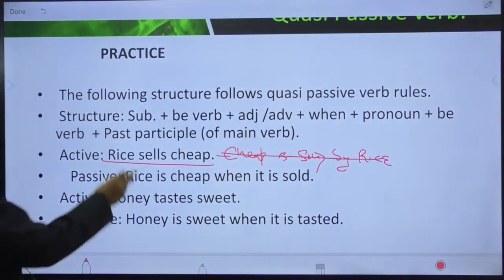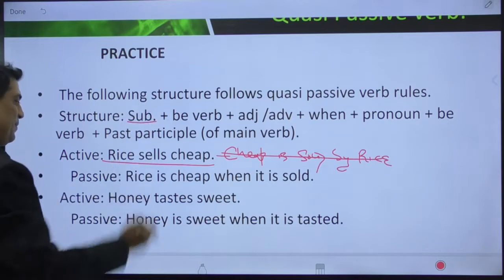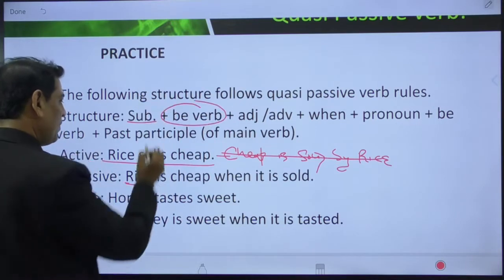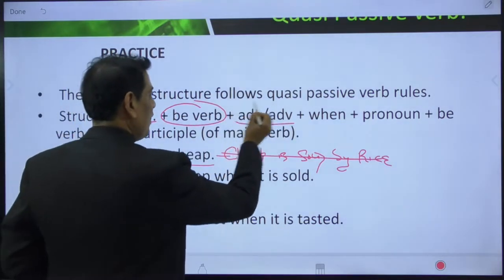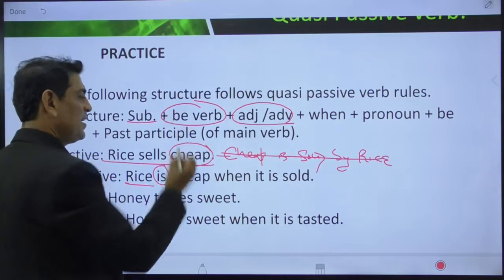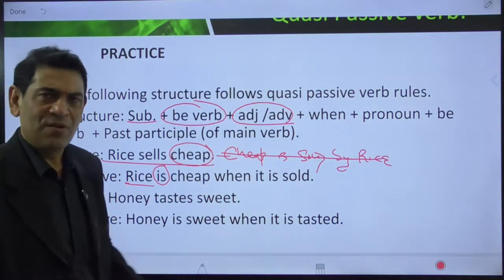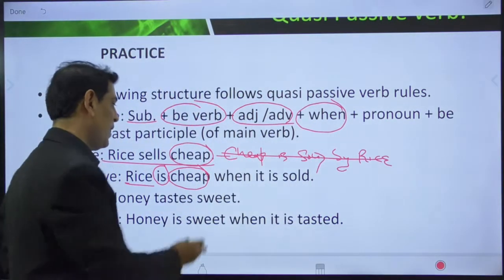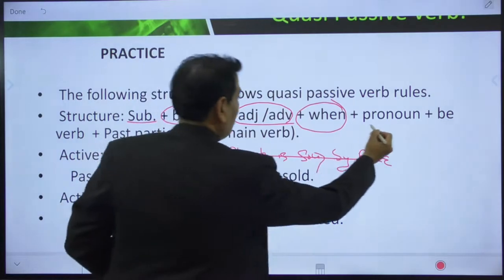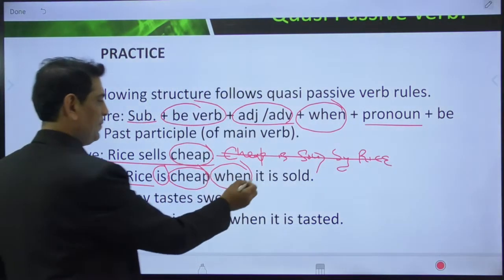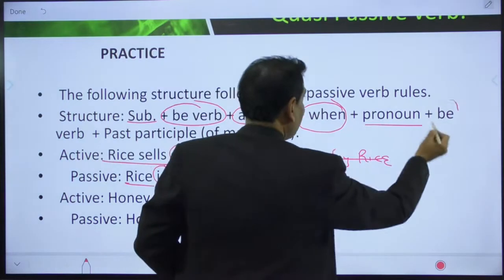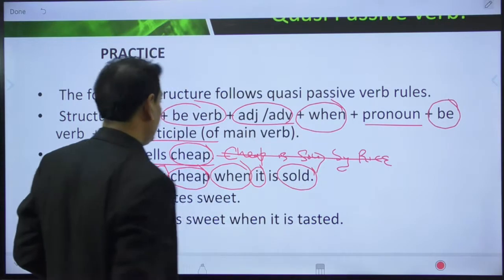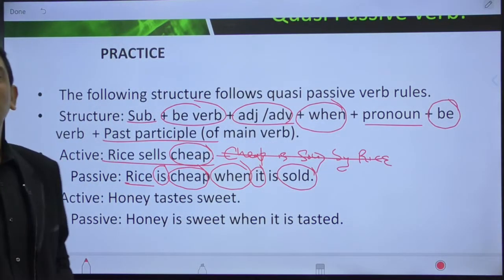So it says, first you need to do the subject, rice, then you go for the be verb, is, then adjective or adverb. Over here, cheap is an adjective. If it is an adverb, the same theory is there. Rice is cheap, then you need to have one conjunction, when, then the pronoun of this. The pronoun of rice will be it, then again the be verb, and then the past participle, that is the third form. So rice is cheap when it is sold.